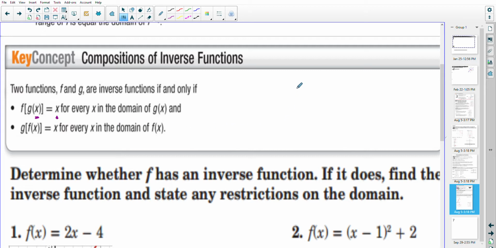The other characteristic is that you have a reflection over the line y equals x, which makes sense because if you had an (x, y) point here, the point that gets reflected is going to end up being a (y, x) point, and that's going to reflect over the line y equals x.